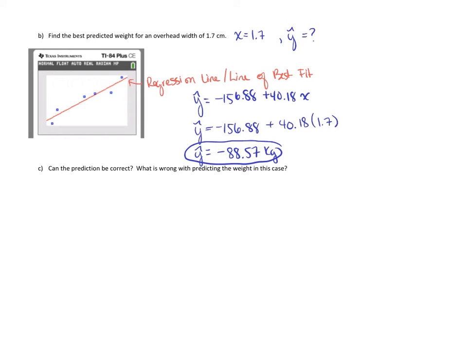Getting a negative value means that this can't be correct. It doesn't seem to make sense. So let's go to question C. Can the prediction be correct? What is wrong with predicting the weight in this case?